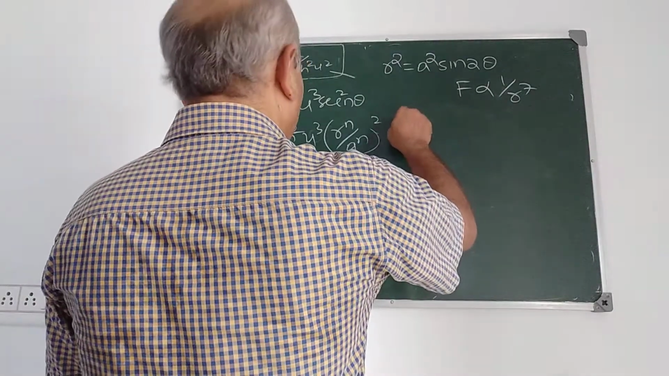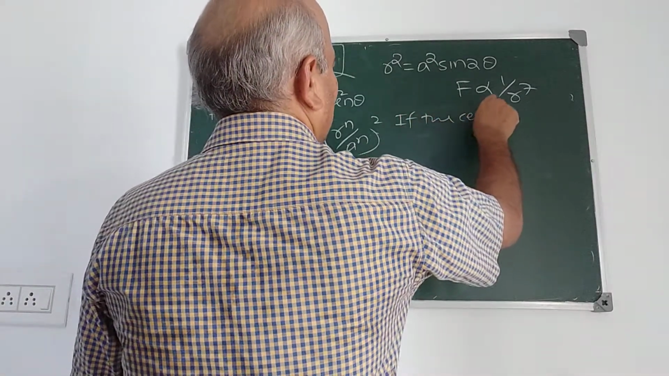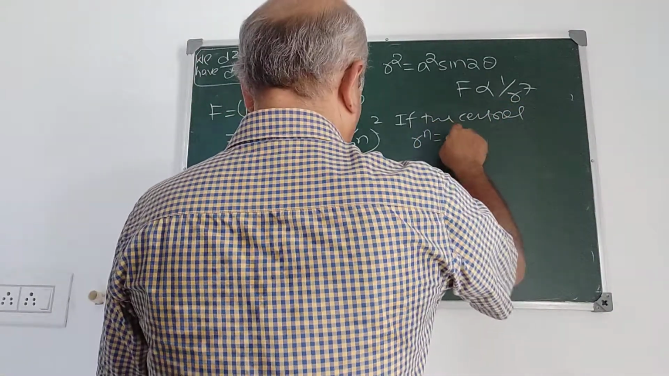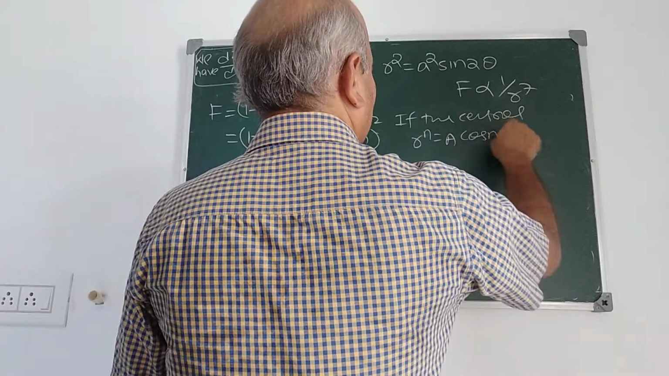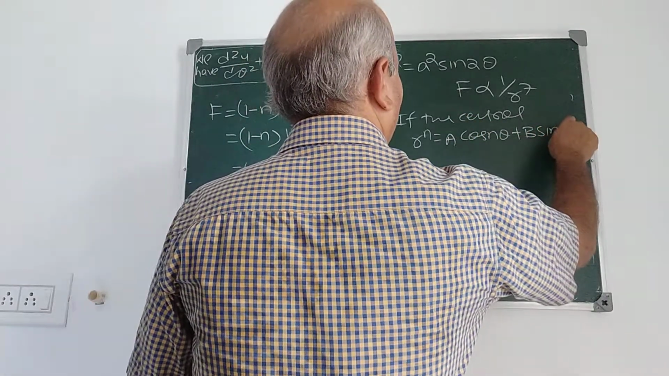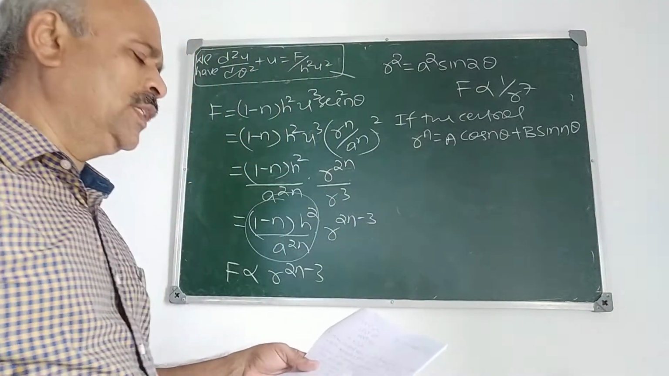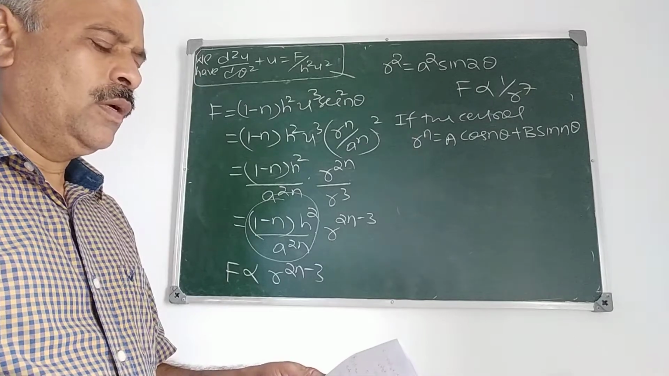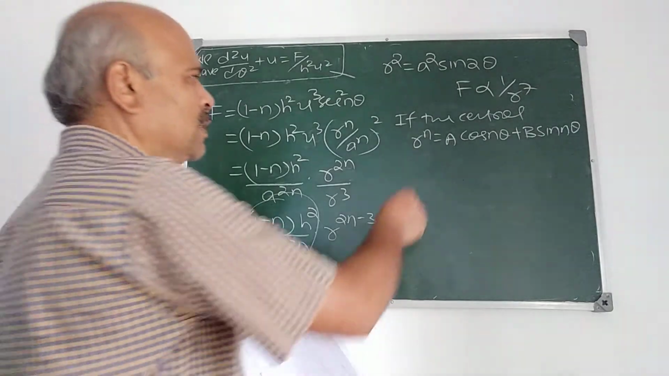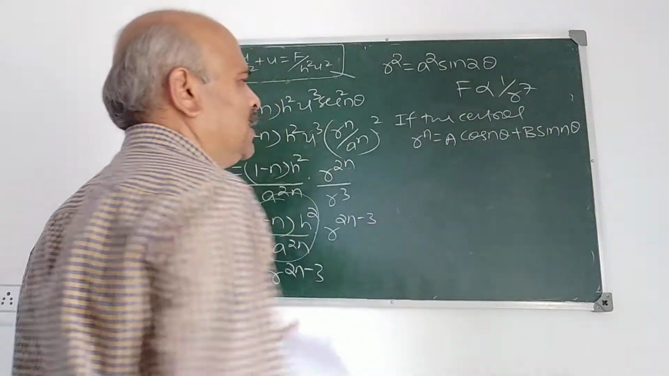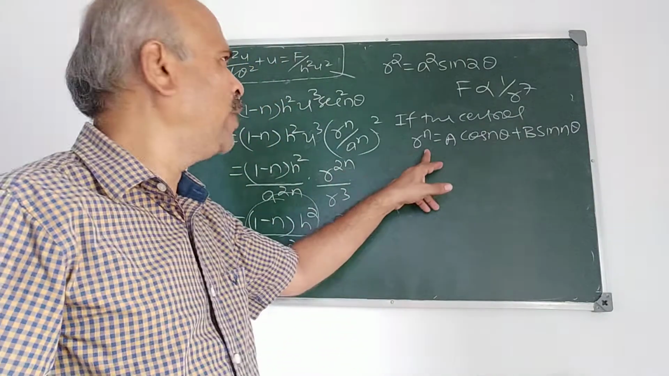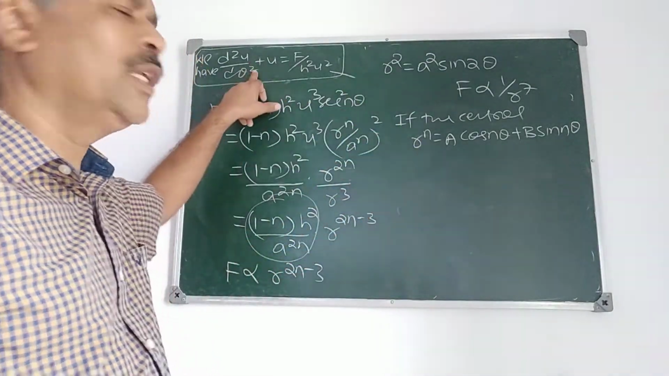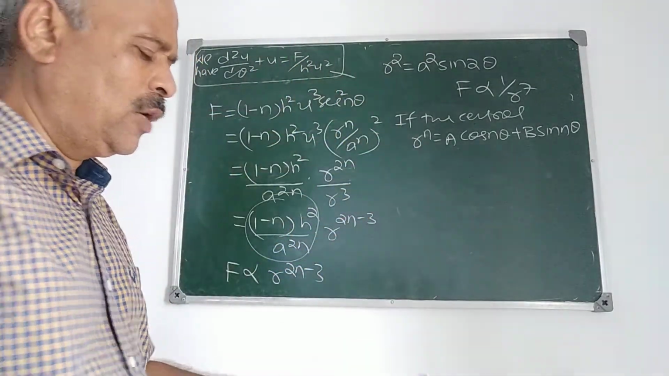Next problem. If the central orbit is r raised to n is a cos n theta plus b sin n theta, under a force towards a pole, find the law of force. This is the curve now. What you have to find out is d2u by d theta square, where u is 1 upon r, and substitute in this equation. You will get the law of force.